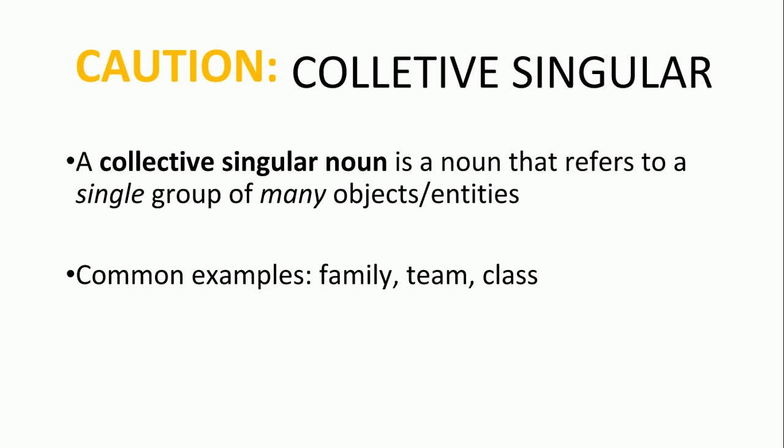So some common examples are family, team, and class. All of these refer to like a group of many individuals, but it's a single group. A team is a singular thing, and so you have to treat team or family or class. There's 30 or 50 other examples in English. You have to treat all of these words as singular nouns.